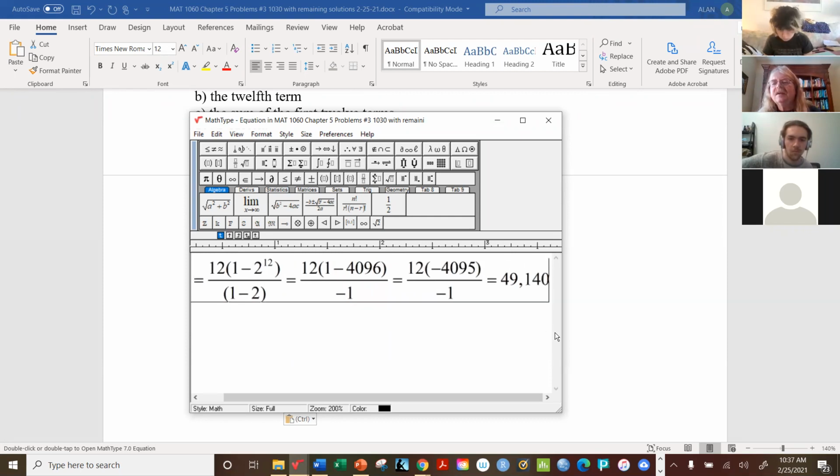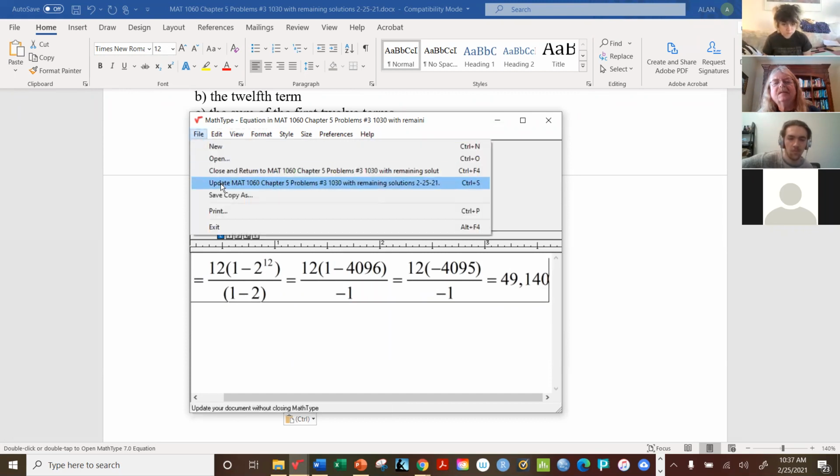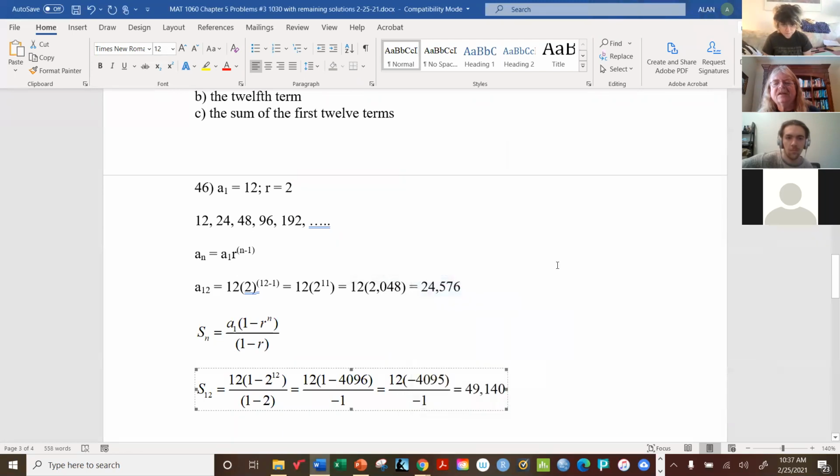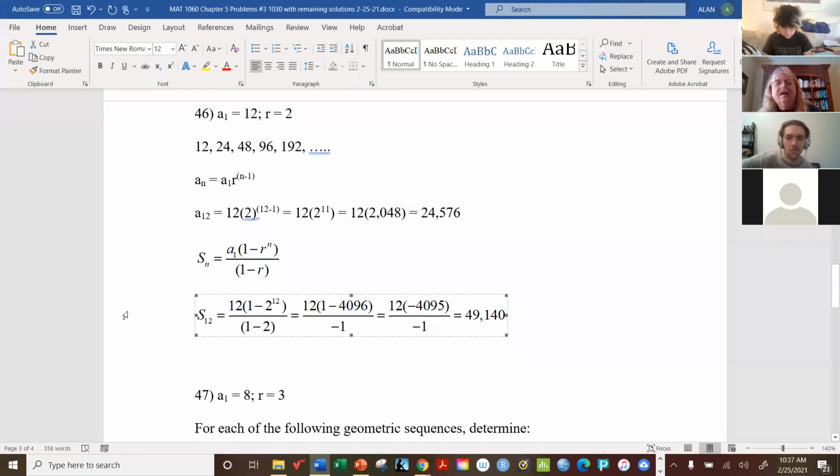Man, that's a big number. Yeah, but wait till you see. We've got some real big ones coming up in the later problems. 49,140 is a pretty big number, but not compared to what we're about to see with some of these other cases. All right, so 3 things are completely done. We've got the first 5 terms, which is straightforward. We've got the 12th term using that formula, and we have the sum of the first 12.